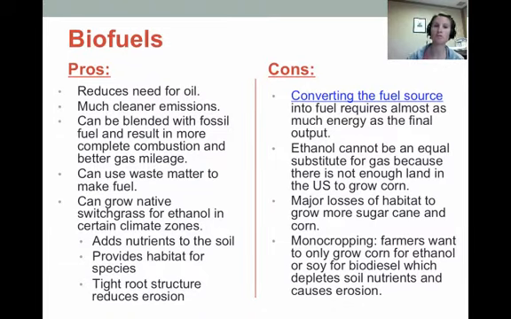The pros of biofuels is that it reduces our need for our fossil fuel oils. So that's a good thing. It reduces that pressure on them. They also burn much cleaner than fossil fuel burning cars and other machines.